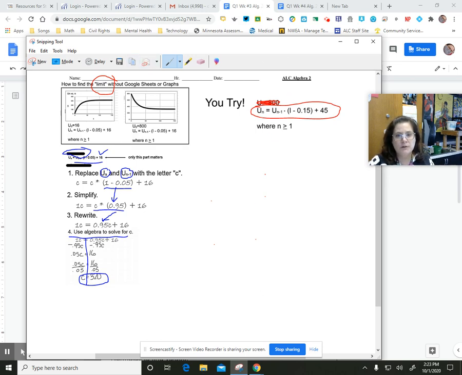So what we're going to do is we're going to put a C where the Un is. And then we're going to put a C also where the Un minus 1 is. And then we're still going to write that times 1 minus 0.15. And then it's still plus 45.